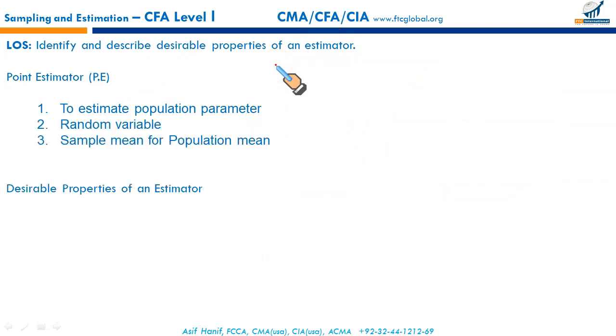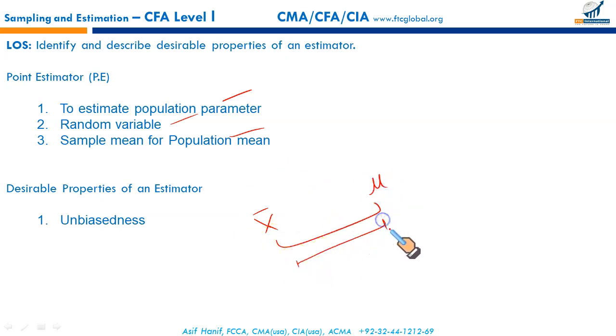These have all been discussed. Desirable properties of an estimator. First, it must be unbiased. Your point estimator must be unbiased. What does it mean by being unbiased? Bias means the difference between your point estimator and the value that you want to estimate. This gap should be as close to zero as possible.